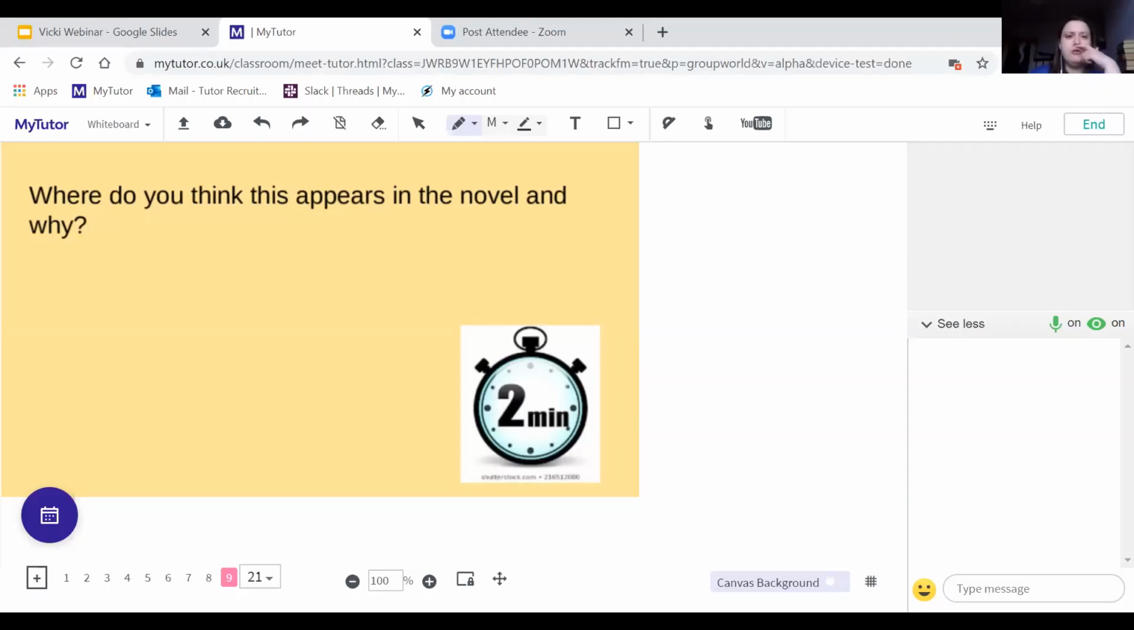Just have a quick look at the Q&As. Yeah, An Inspector Calls is definitely the most popular one in this set of texts that your teachers can choose from.